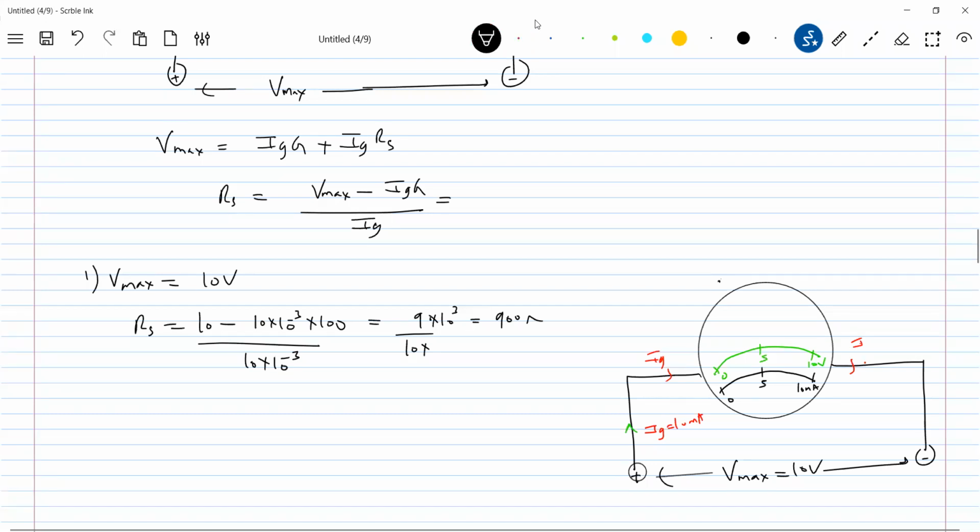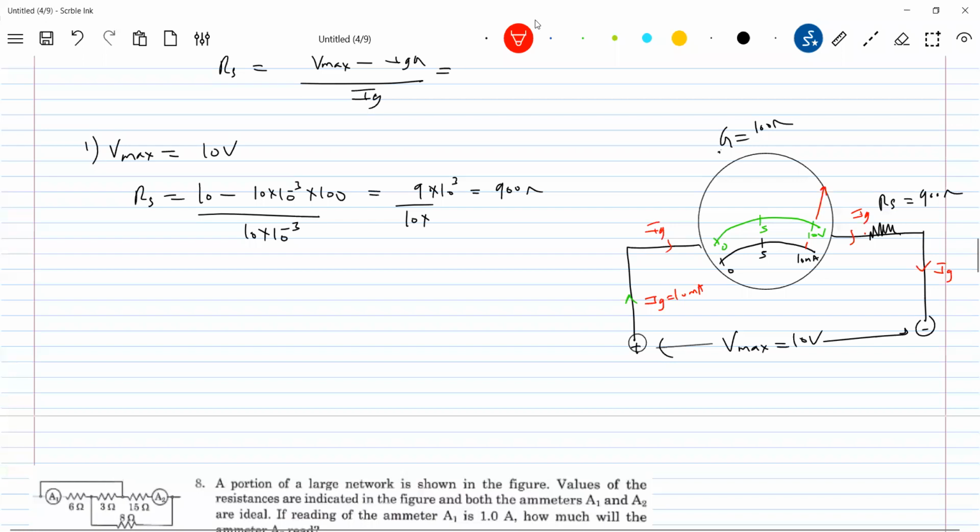One resistance in series. What is the value of G? We assumed it to be 100 ohm. And what is the value of this? 900 ohm I connected. Then here the Ig value will flow. Then where will the pointer be? The pointer will be pointing at 10 volt. If I apply 5 volt, what conditions will arise? The same thing. We designed this for 10 volt, I apply 5 volt.